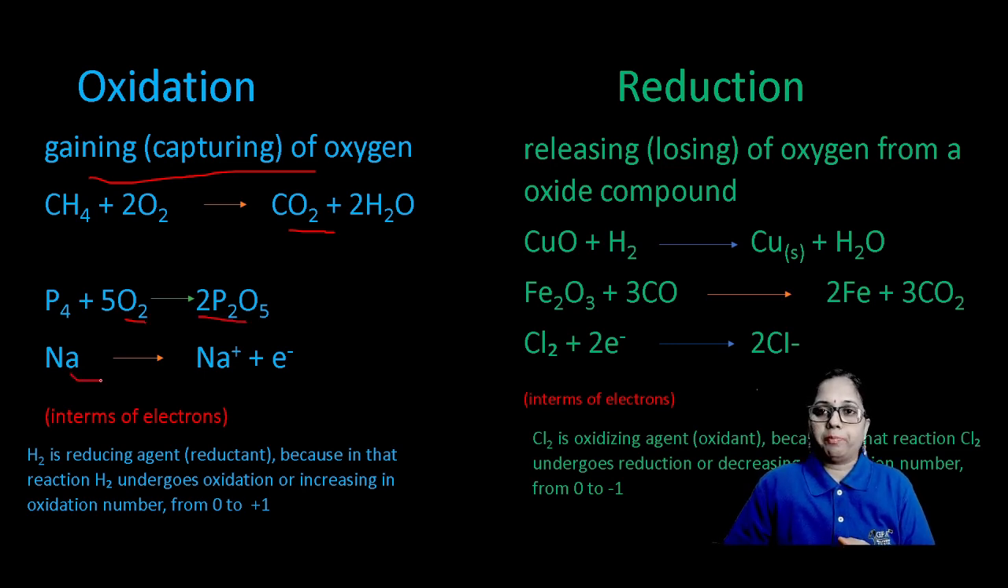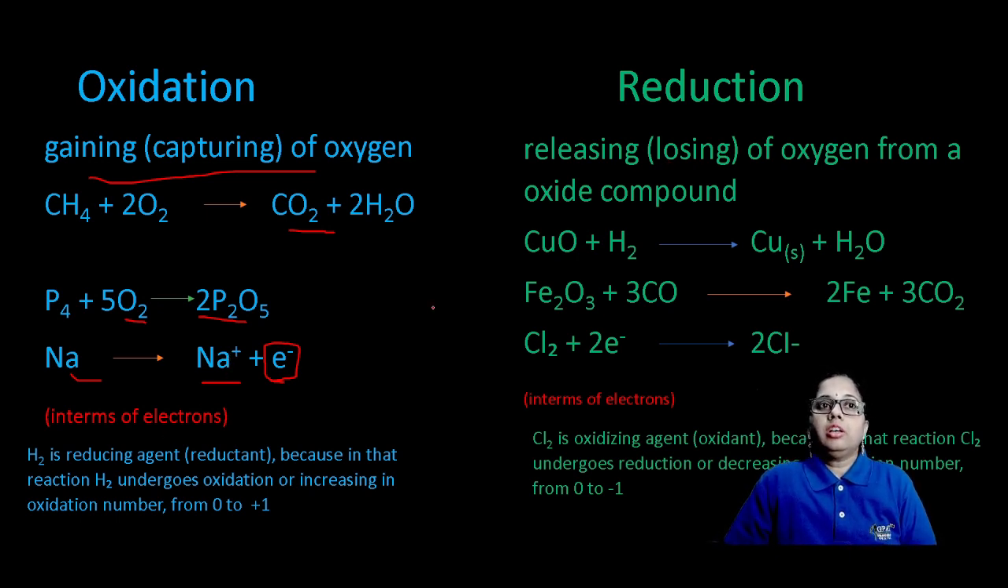And if you take sodium metal and leave it outside, sodium ion, Na+, is formed. So loss of electrons takes place. In terms of electrons, loss of electron takes place. That's why here Na+ has come.